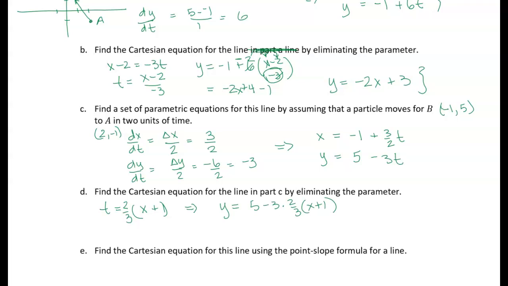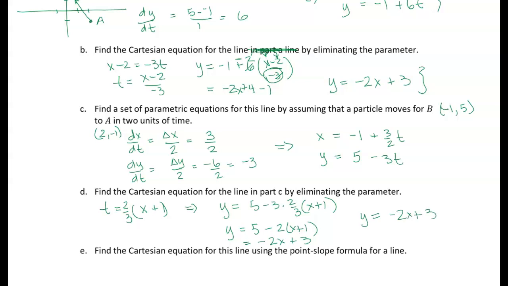And then I can simplify it. I get 5, and then if I take -3 times 2/3, I'm going to get -2 times (x plus 1), which gives me minus 2x minus 2 plus 5, so plus 3. Okay, so I have my final equation. Let me write it out here, just so it's a little more clear. y is equal to minus 2x plus 3.